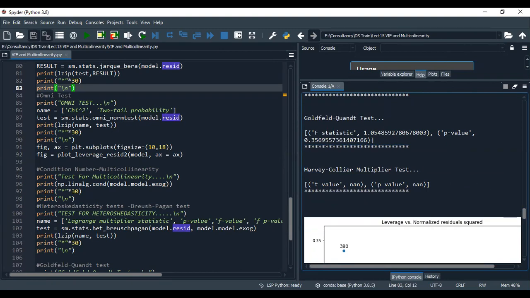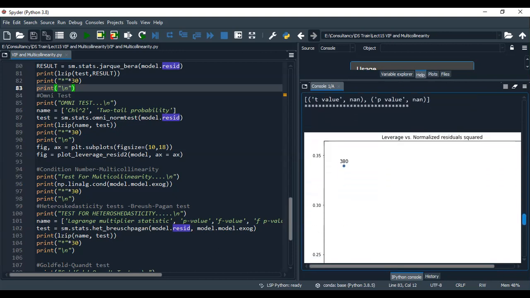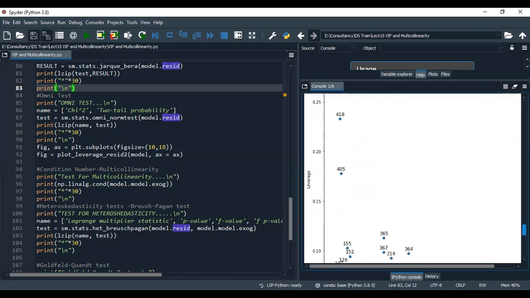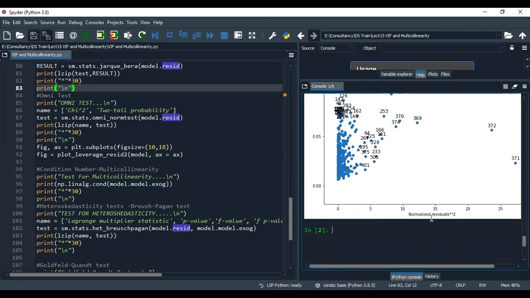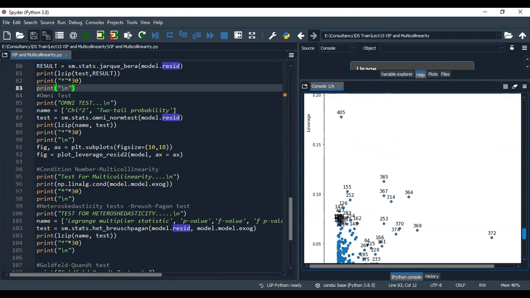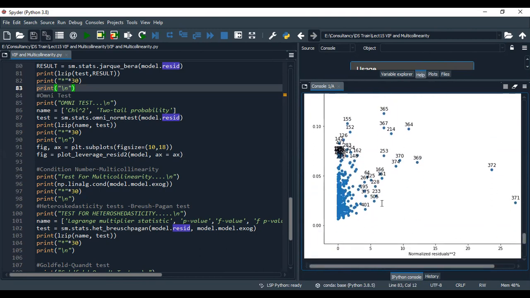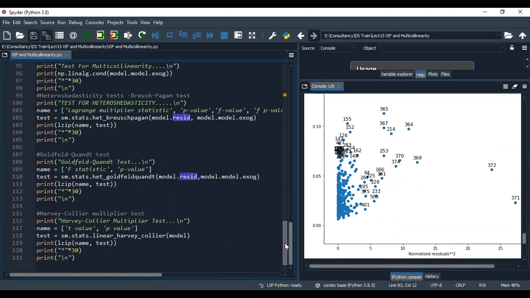And finally, we are getting the leverage versus the normalized residuals squared plot. The normalized residual squared is along the x-axis, and the leverage is along the y-axis. If you plot these residuals, the data points are annotated with their corresponding row numbers. You can check it here. Now, this is a very brief multicollinearity diagnostic plot, because we will do multicollinearity diagnostic plots repeatedly.